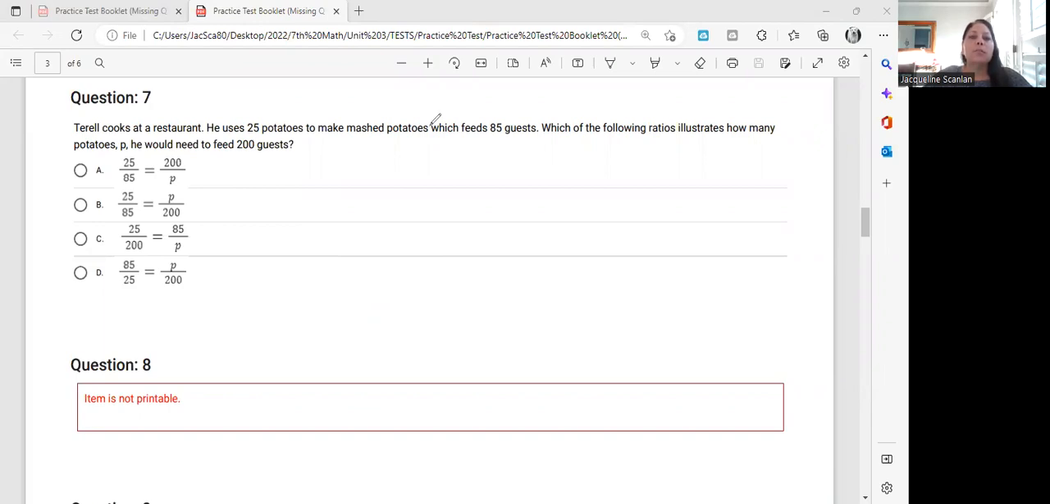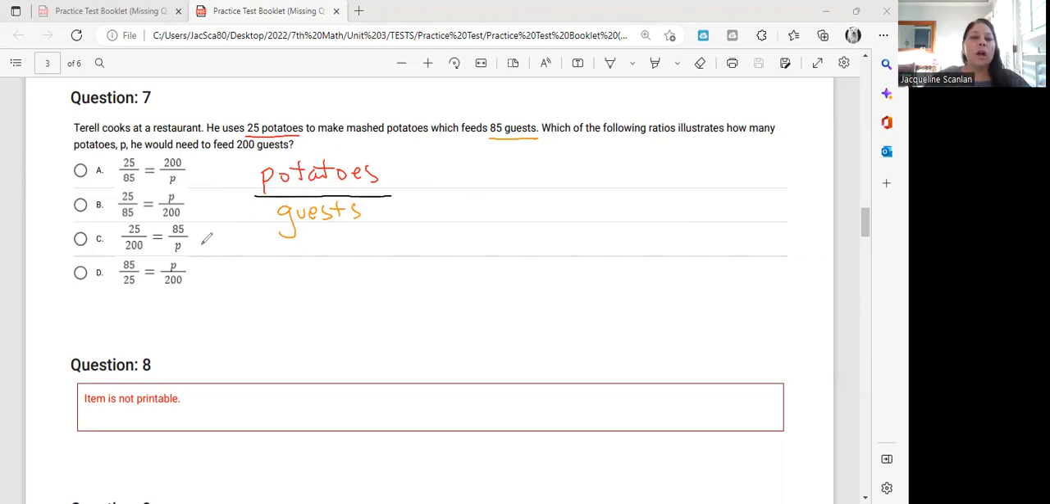All right, I'm going to read it again, and I'm going to look for the two things that we are comparing. Terrell cooks at a restaurant. He uses 25 potatoes to make mashed potatoes, which feed 85 guests. The two things that I see that we are comparing are potatoes and guests. So if I were to set up this fraction, it would be potatoes compared to, or out of, guests. All right, so there's my setup.